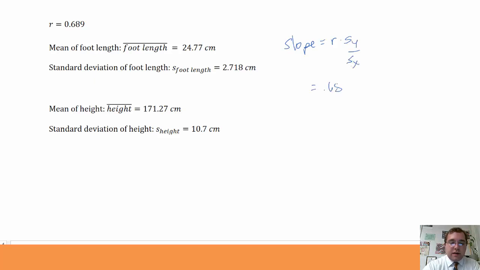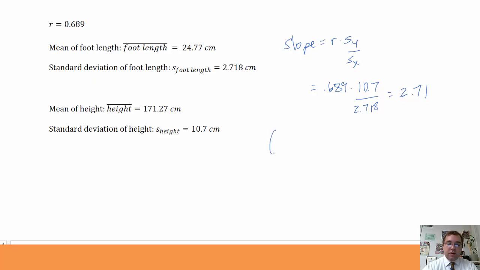So that is 0.689 times Y, the response variable was height, so 10.7, divided by the X variable, the explanatory variable was foot length, 2.718. Do those calculations, and we get 2.71. That's the slope.